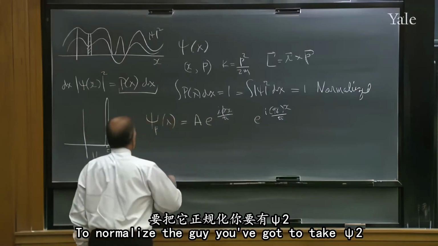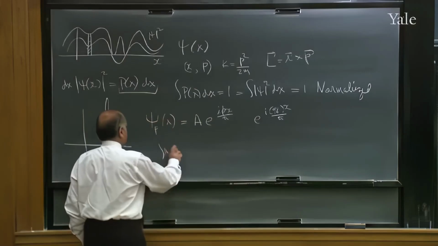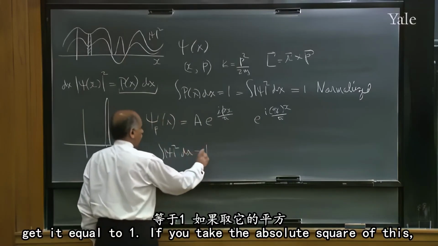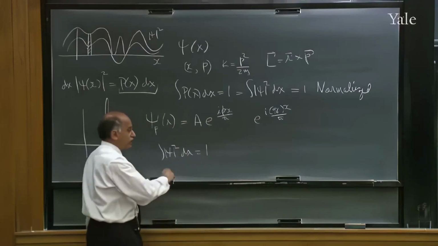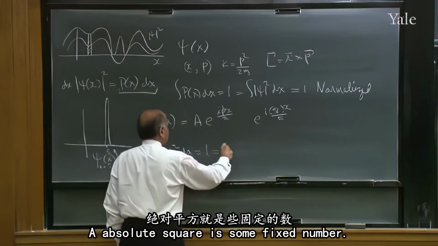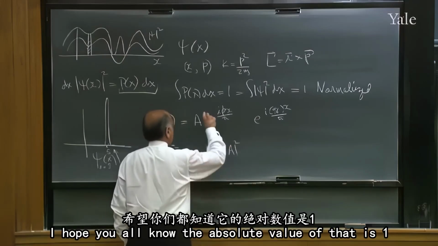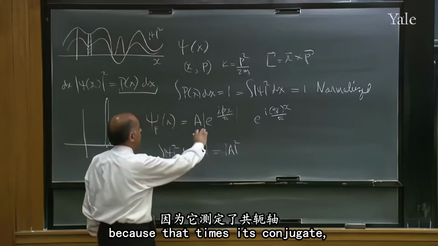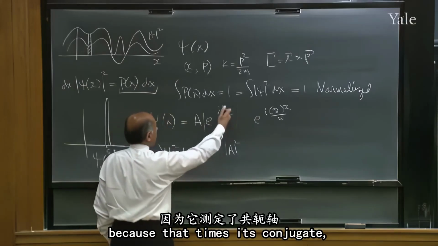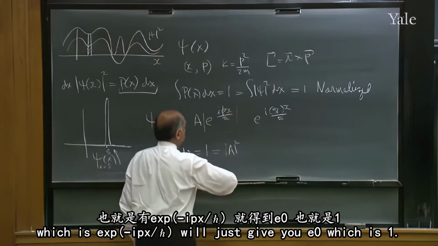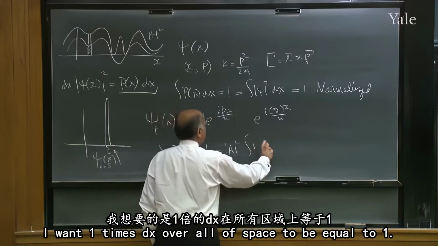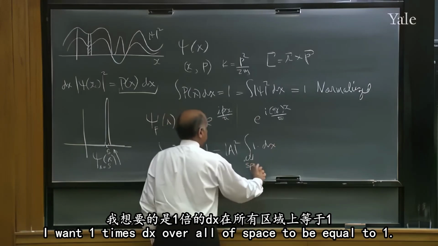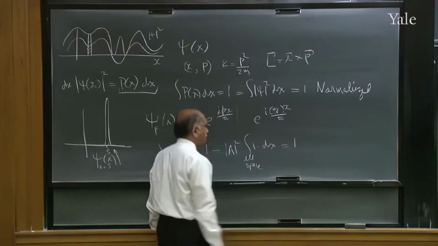To normalize it, you have to take psi squared and integrate dx, and get it equal to 1. If you take the absolute square of this, a absolute square is some fixed number. I hope you all know the absolute value of the exponential is 1, because that times its conjugate, e to the minus ipx over h bar, will just give you e to the 0, which is 1. I want 1 times dx over all of space to be equal to 1.